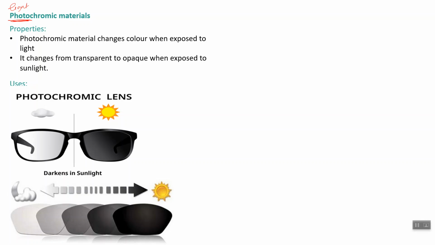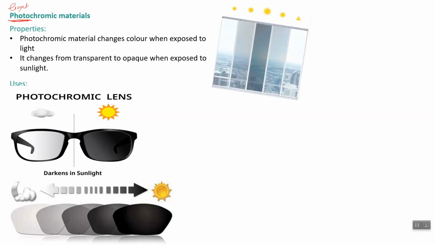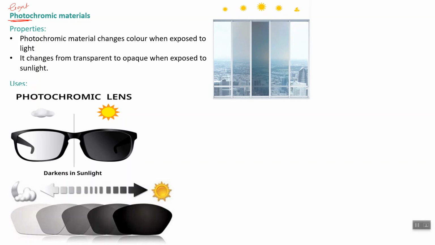Okay, you can also use photochromic glass, for example, for window panes. Okay, when there is low sunlight, it is clear. When there is too much sunlight, it darkens to make the environment more proper to live in.